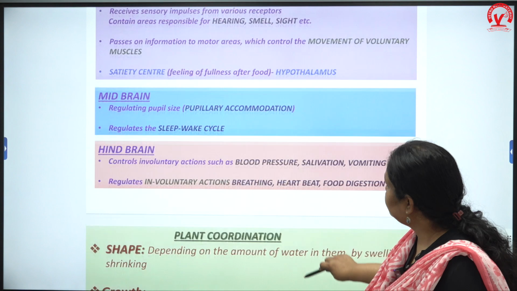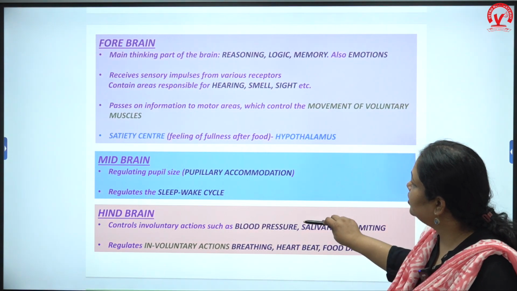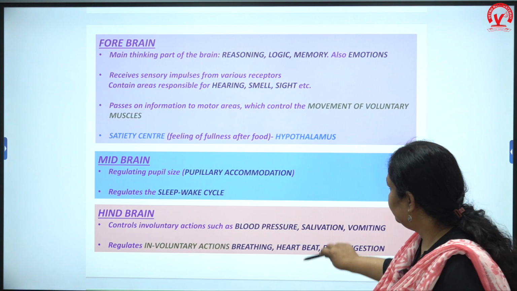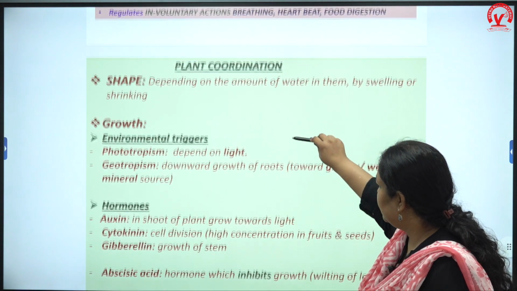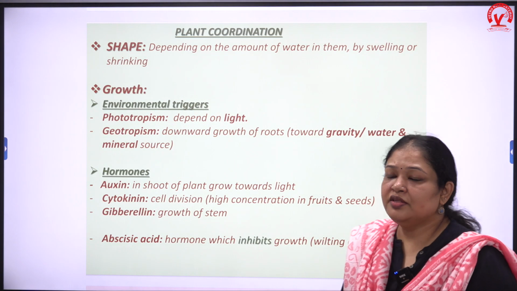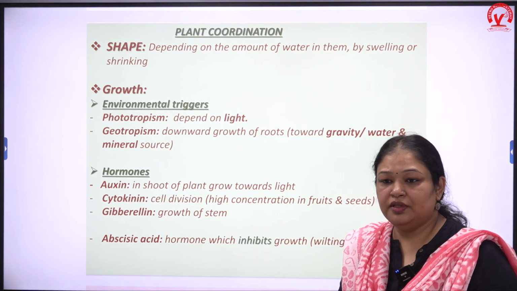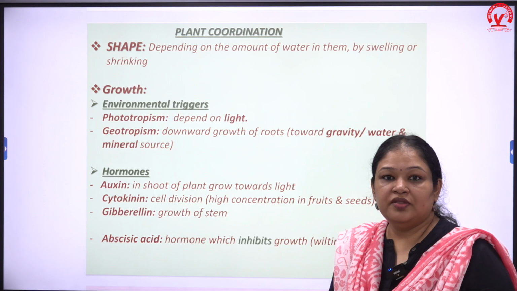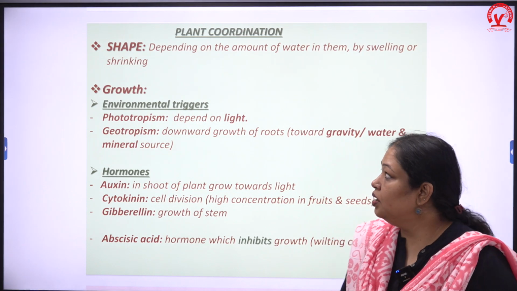So, I think we're all clear about the functions of the brain. We'll go to the plant coordination. In plant coordination, why does this come under the nervous system? Because we know that plants are alive, and that is because they move, they grow.